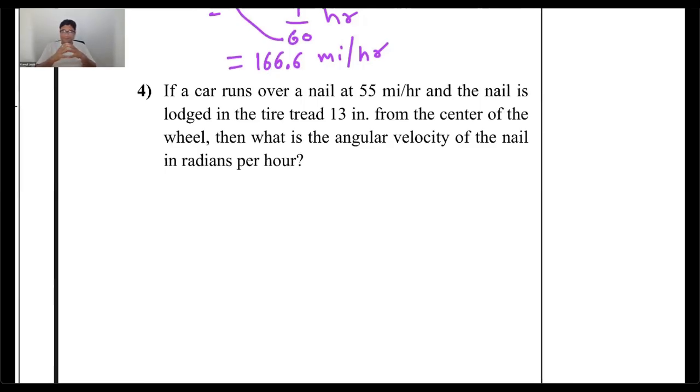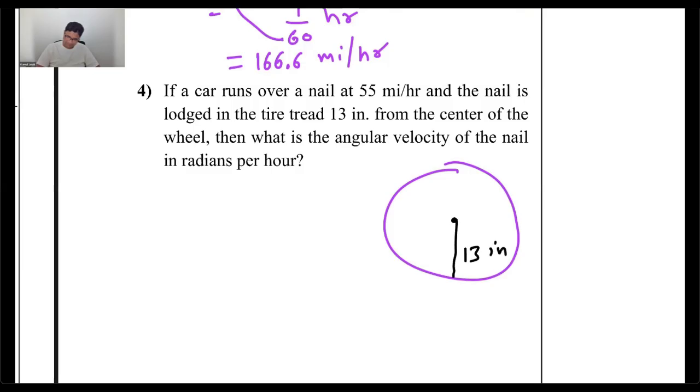One last question. If a car runs over a nail at 55 miles per hour, so the car is moving on the road at 55 miles per hour and it runs over a nail. And the nail is lodged in the tire tread 13 inches from the center of the wheel. Say this is the wheel of the car. The nail is lodged here.